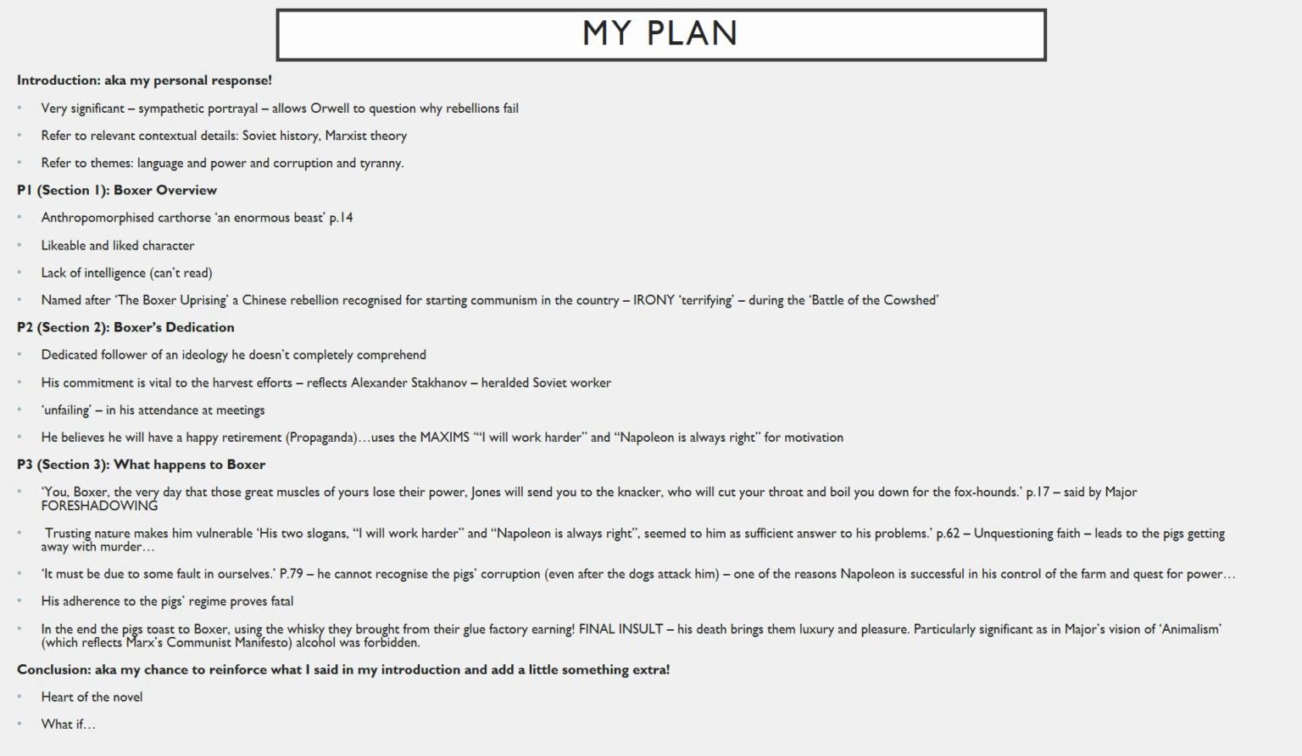Okay, again, we've got another quote that really reinforces that. Describe how he can't recognise the pigs' corruption even after the dogs are being used. And then really just hit home with the fact that it's his adherence. He plays a part in what happens to him and what happens to the revolution. Finally, I'd come back to that point that I discussed in a little bit more detail previously, the idea that they toast, they raise a glass and benefit from Boxer's death.